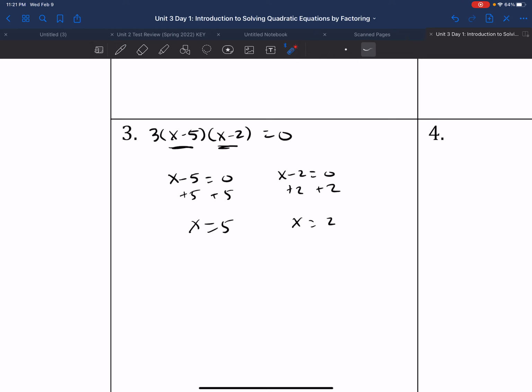Now, you're probably wondering what do I do with this 3 over here? Well, you can do this: 3 is equal to 0. Is that true? No, these are not true. So you don't have to worry about that. You do not say x is equal to 3. You just say x is equal to 5, x is equal to 2. Okay? That 3 is equal to 0. A lot of people make that mistake and say that x is equal to 3. No, you can't do that at all. 3 is equal to 0. That is not true. Okay? Keep that in mind.